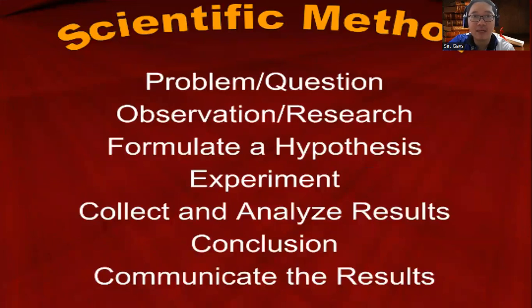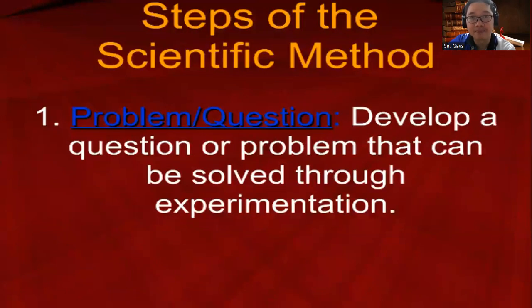First, you have the problem. You start questioning why does the problem occur. Next, you will observe or research about the problem, and then you will formulate a hypothesis or your intelligent guess about the problem. And you will experiment whether your hypothesis is correct for the problem as a solution. So you will collect and analyze the results of your experiment and conclude whether the hypothesis is rejected. And after you have completed your conclusion, you will communicate the results to your audience or to your peer group.